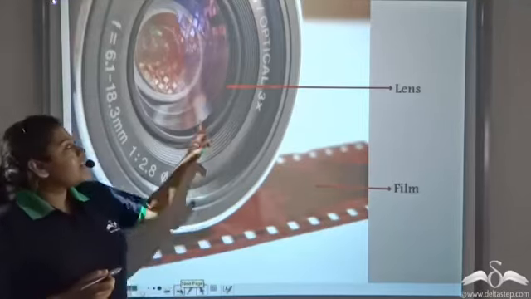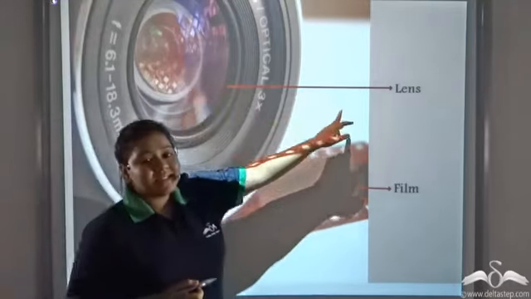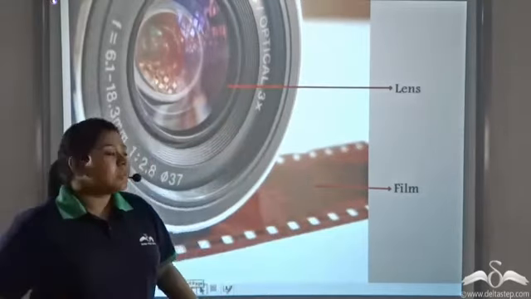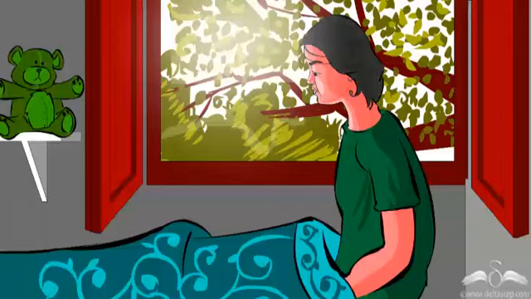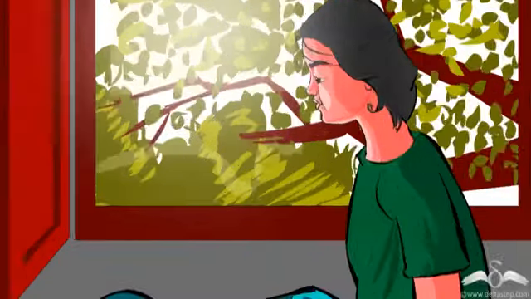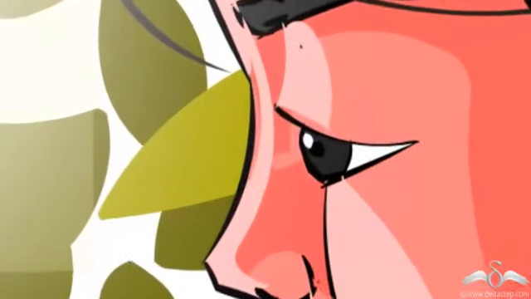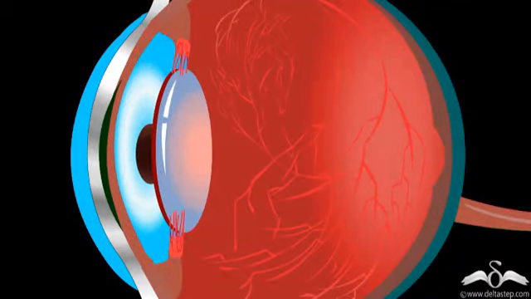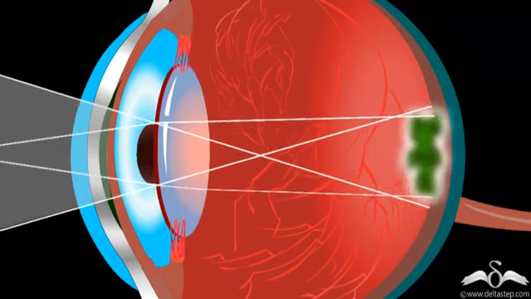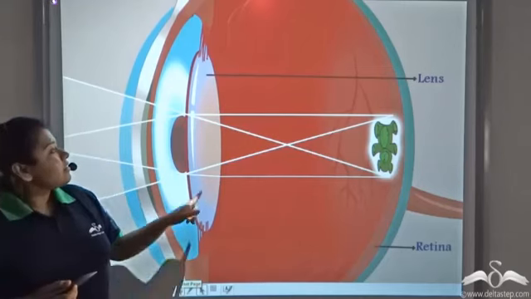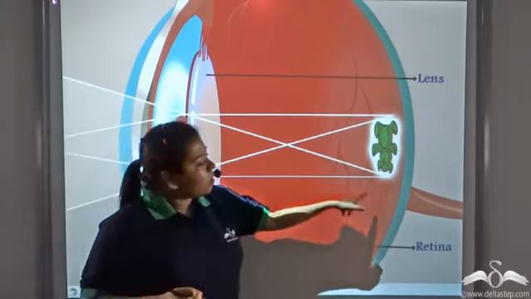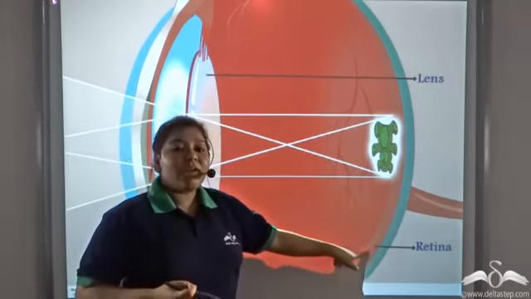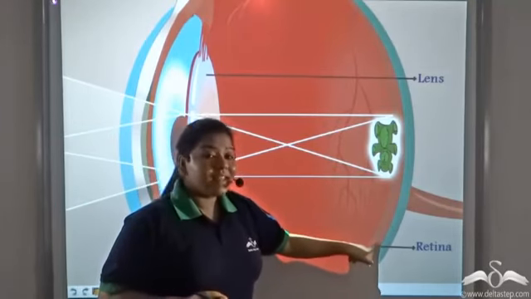Now, just like a camera has a lens which focuses the image on a photographic film, similarly, our eyes also have a lens which forms an inverted image on the photographic film known as retina. So, this is the lens which focuses the image on the photographic film of the eye, which is known as the retina.